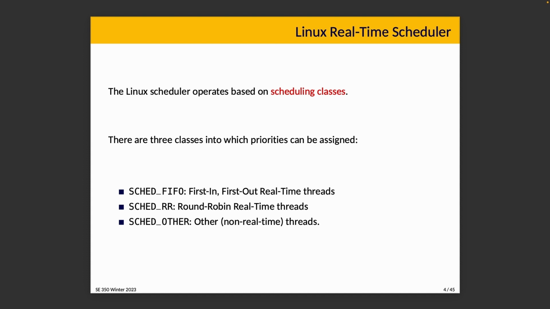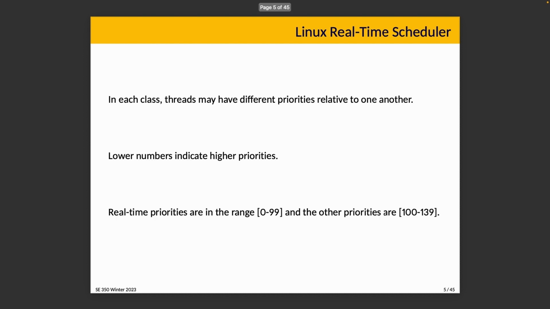And each class is broad, because within each class, a thread may have different priorities. And unlike Windows, lower numbers indicate higher priorities, as we've previously seen. So if something is a real-time thread, it's going to be in the range 0 to 99, and the other priorities are 100 to 139. Whether it's first in, first out, or round robin, its process or thread is going to be in the 0 to 99 range, and the rest of them are in this 100 to 139.